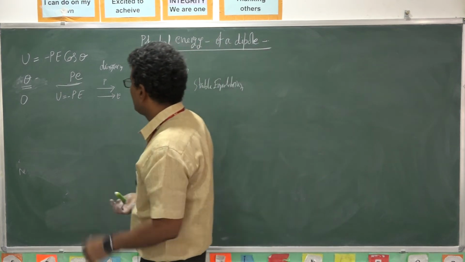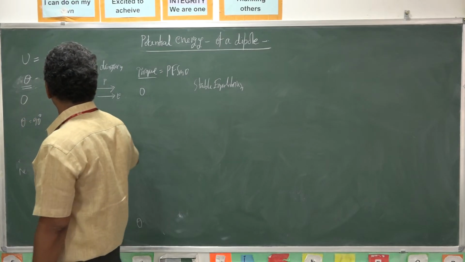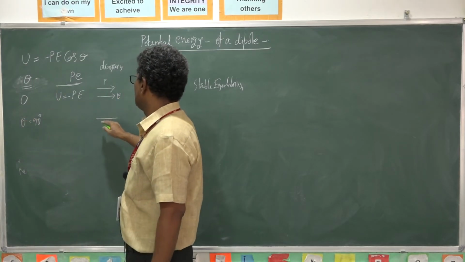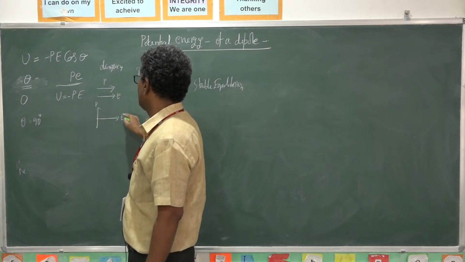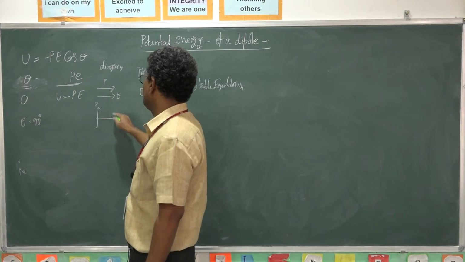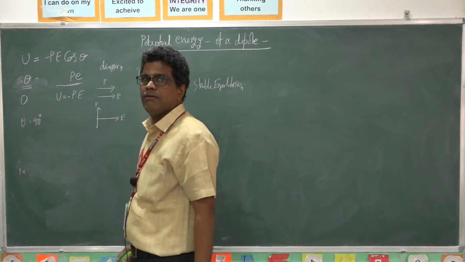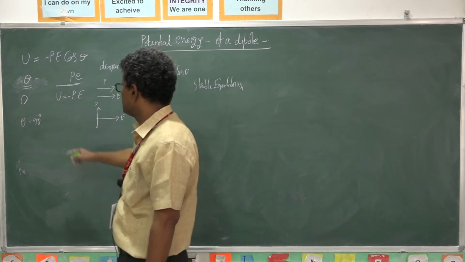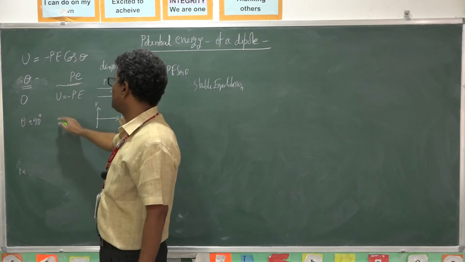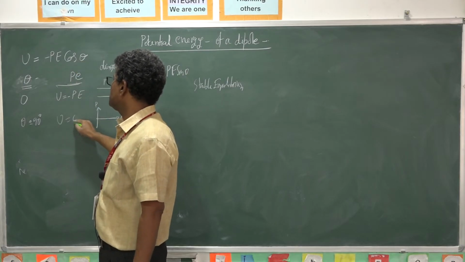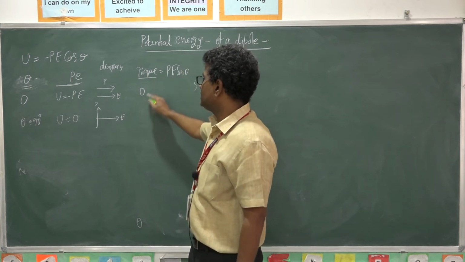Okay. Now if theta is 90 degrees, that means the dipole is perpendicular to the electric field. The electric field will be in this direction along the x-axis, and the dipole will be perpendicular to it. Then theta becomes 90. What is the potential energy? Cos 90 is 0, so potential energy becomes 0. What is the torque acting on it?